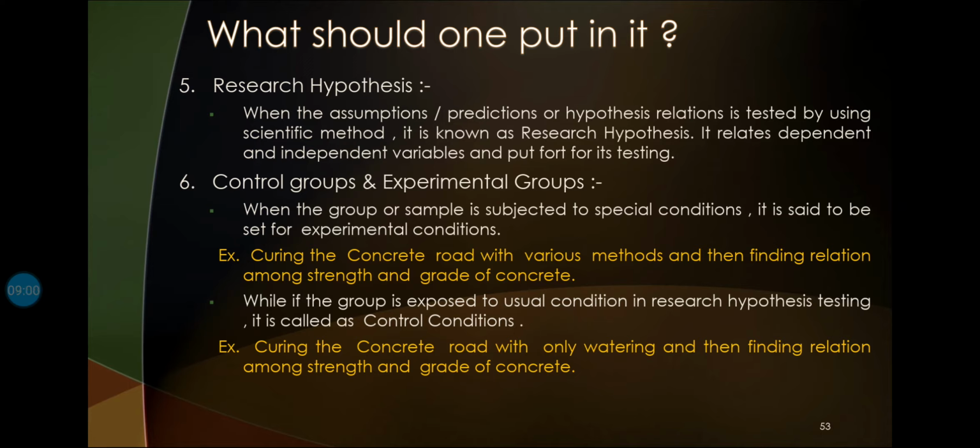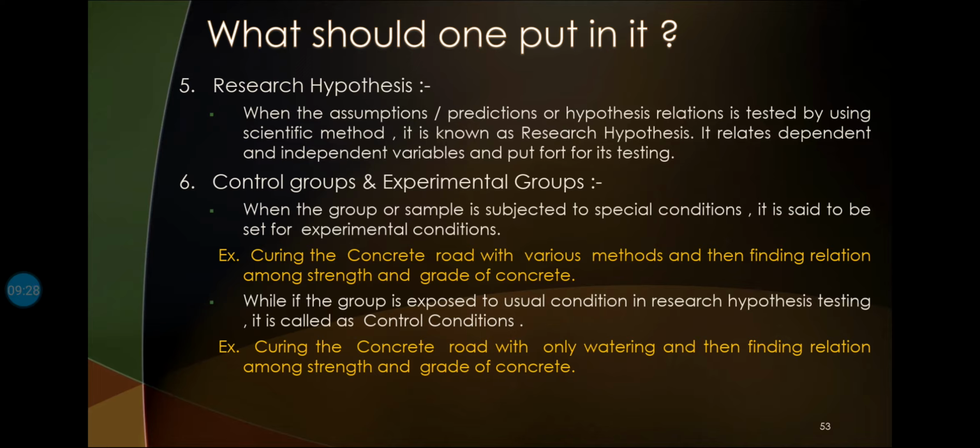Research hypothesis. When the assumptions or hypothesis relation is tested by using scientific method, it is called as research hypothesis. When you try to check your assumptions on the basis of facts, we say it is a research hypothesis. It relates dependent and independent variables and put forth for its testing. Control group and experimental group.